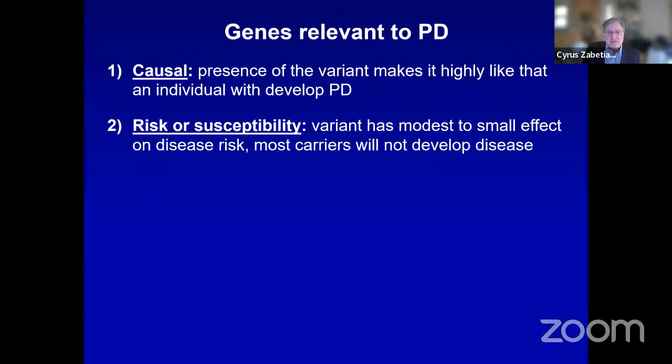So just by way of background, and this is somewhat arbitrary, but we tend to divide genes for all diseases, Parkinson's disease or any others, into causal genes, where if you have a variant in that gene, you're highly likely to develop the disease. And then risk or susceptibility genes, these are variants that are found in GWASs. And here, there's a very small effect on disease risk, but the variants tend to be very frequent, and the vast majority of carriers will never go on to develop the disease.